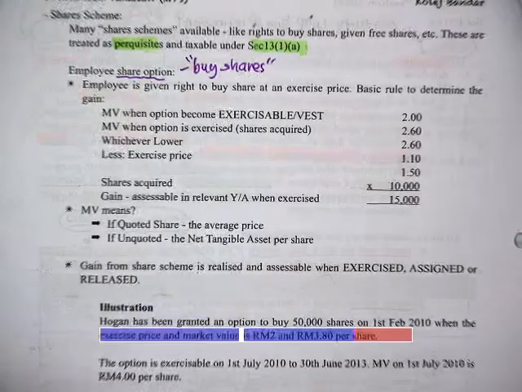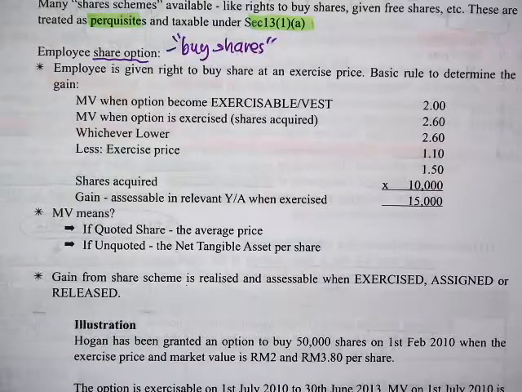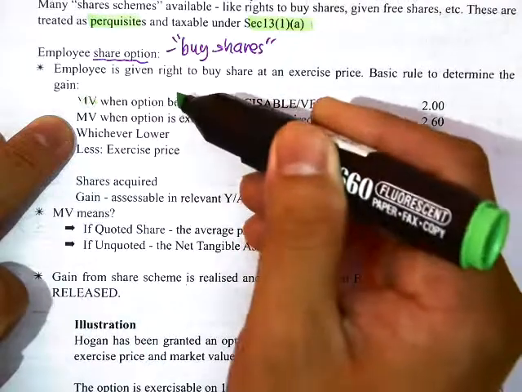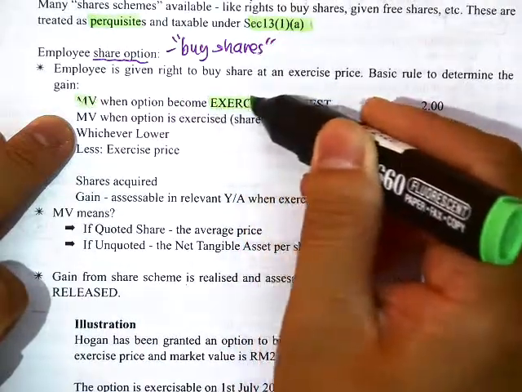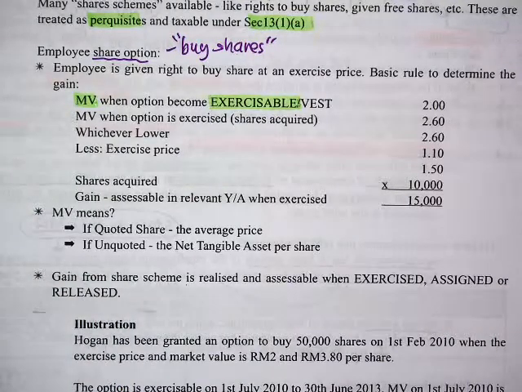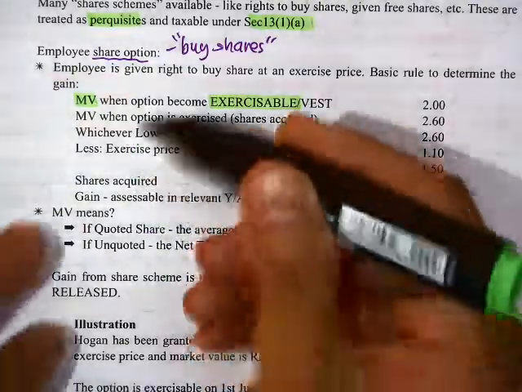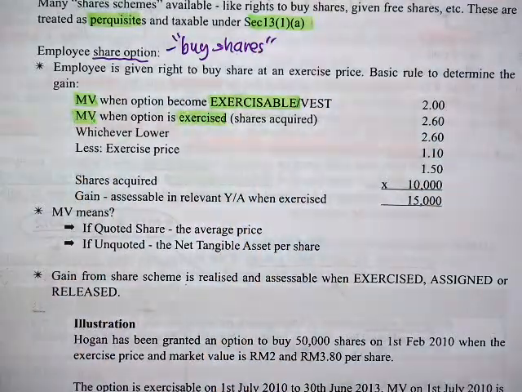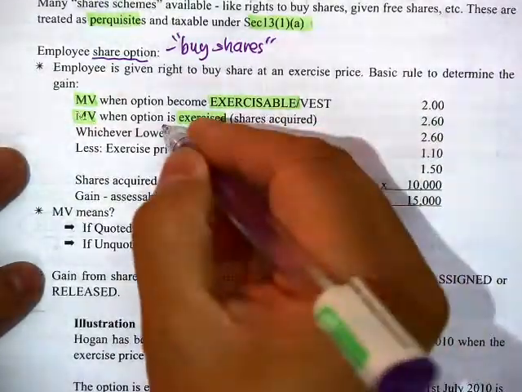See, the formula generally for option, we take the market value when this option becomes exercisable. Exercisable means the day that you are able to buy the share. And then the market value when you exercised it. Exercise means you actually bought the share, the day you bought the share. Now you must compare the two market values and choose the lower.